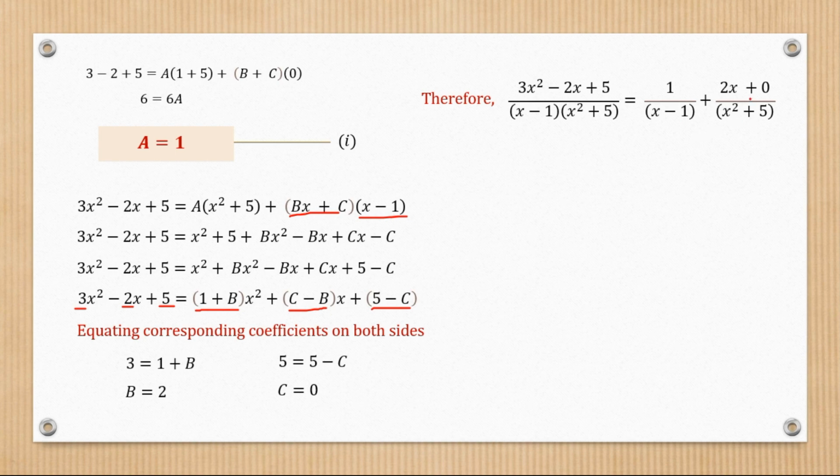So 1 over x minus 1. But remember that our b value is 2. So 2x, that's what we have here, plus 0, because c is 0. And then we'll be having 1 over x minus 1 plus 2x over x squared plus 5. And that is how we express these kinds of numbers with quadratic factors into partial fractions.